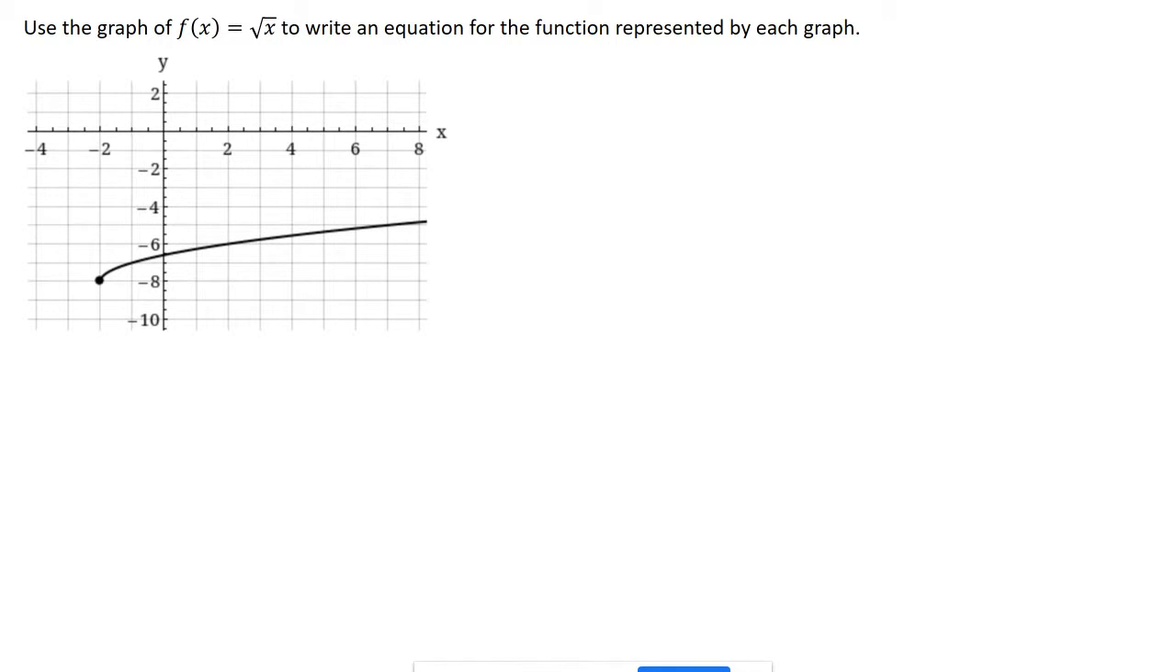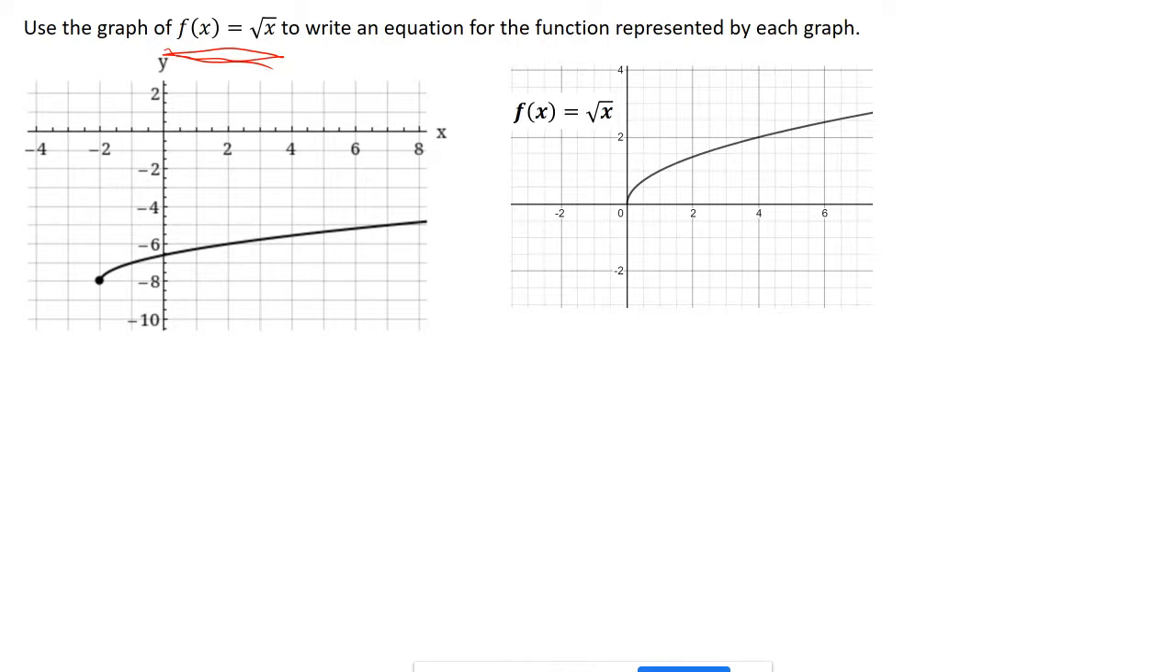Okay, so let's look at this one. Use a graph of f of x equals square root of x to write an equation. So now I give you a graph. We want to write the equation, and we're looking at this parent function. The first thing I always tell my class is go ahead and draw the parent function. So this is your parent function. It starts at 0 and it goes to infinity. And then ask yourself, what would I have to do so that this picture looks like this picture?